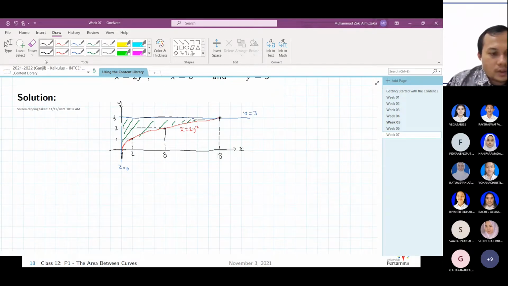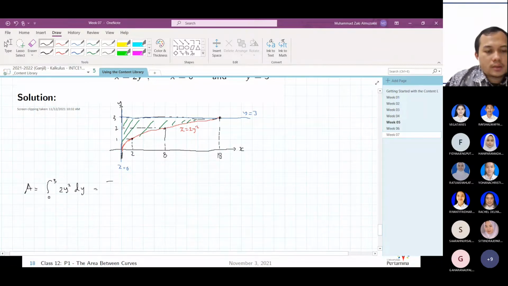Then in this case we can compute the area as the integral from 0 to 3 of 2y squared dy, which is 2 over 3 y cubed from 0 to 3, which is 3 cubed times 2 over 3. Okay, this is 18.